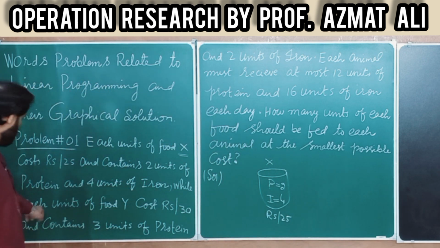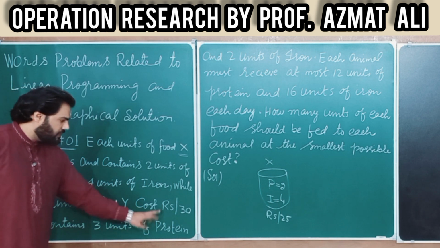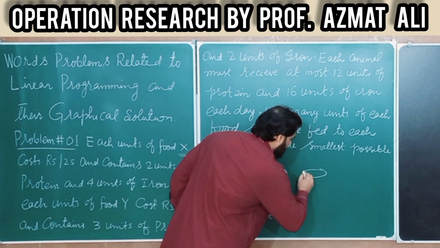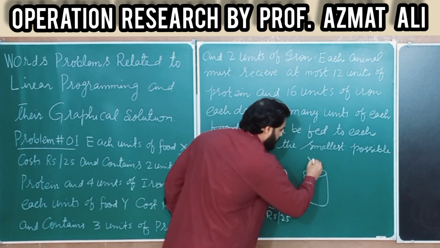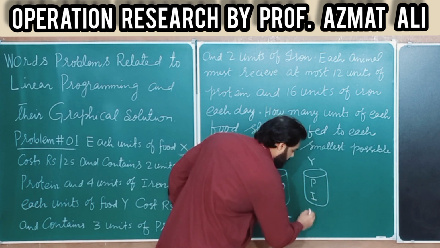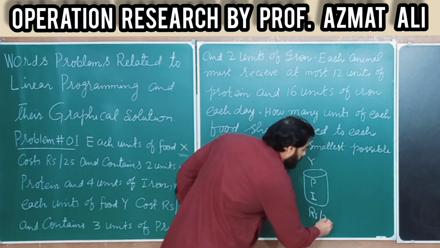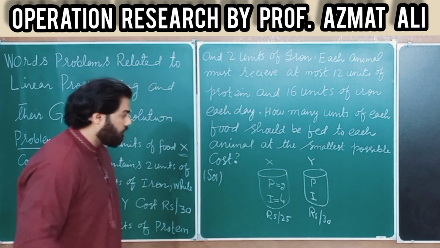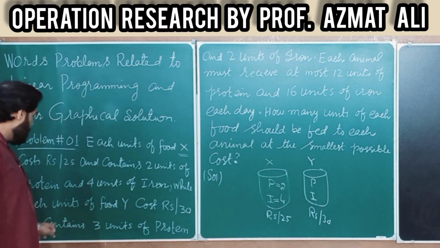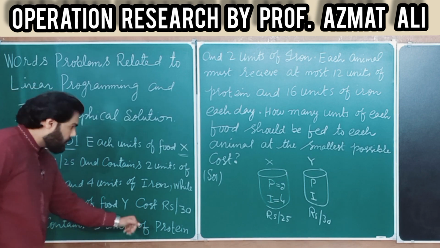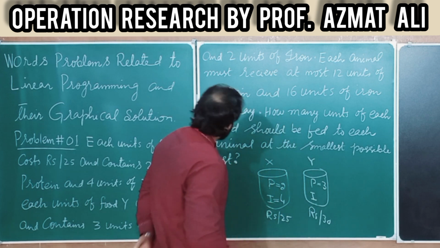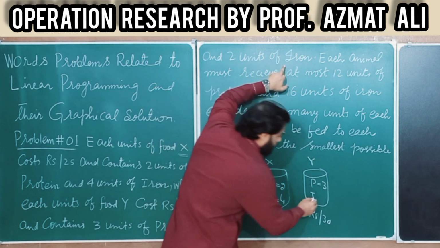Next, each unit of food Y costs rupees 30. In a similar way, suppose this is our food Y. This also contains protein and iron both, and the cost per unit of food Y is rupees 30. Food Y contains 3 units of protein and 2 units of iron.